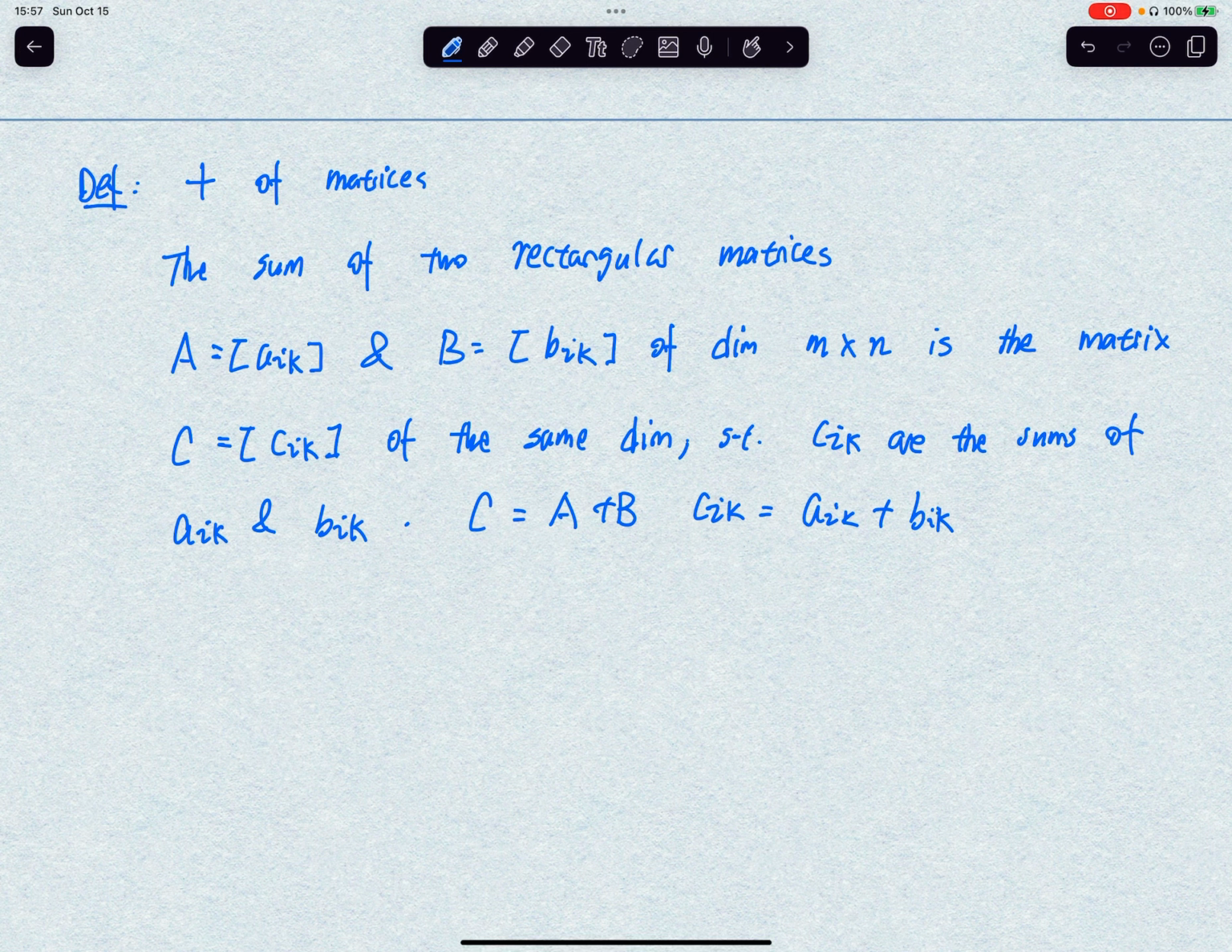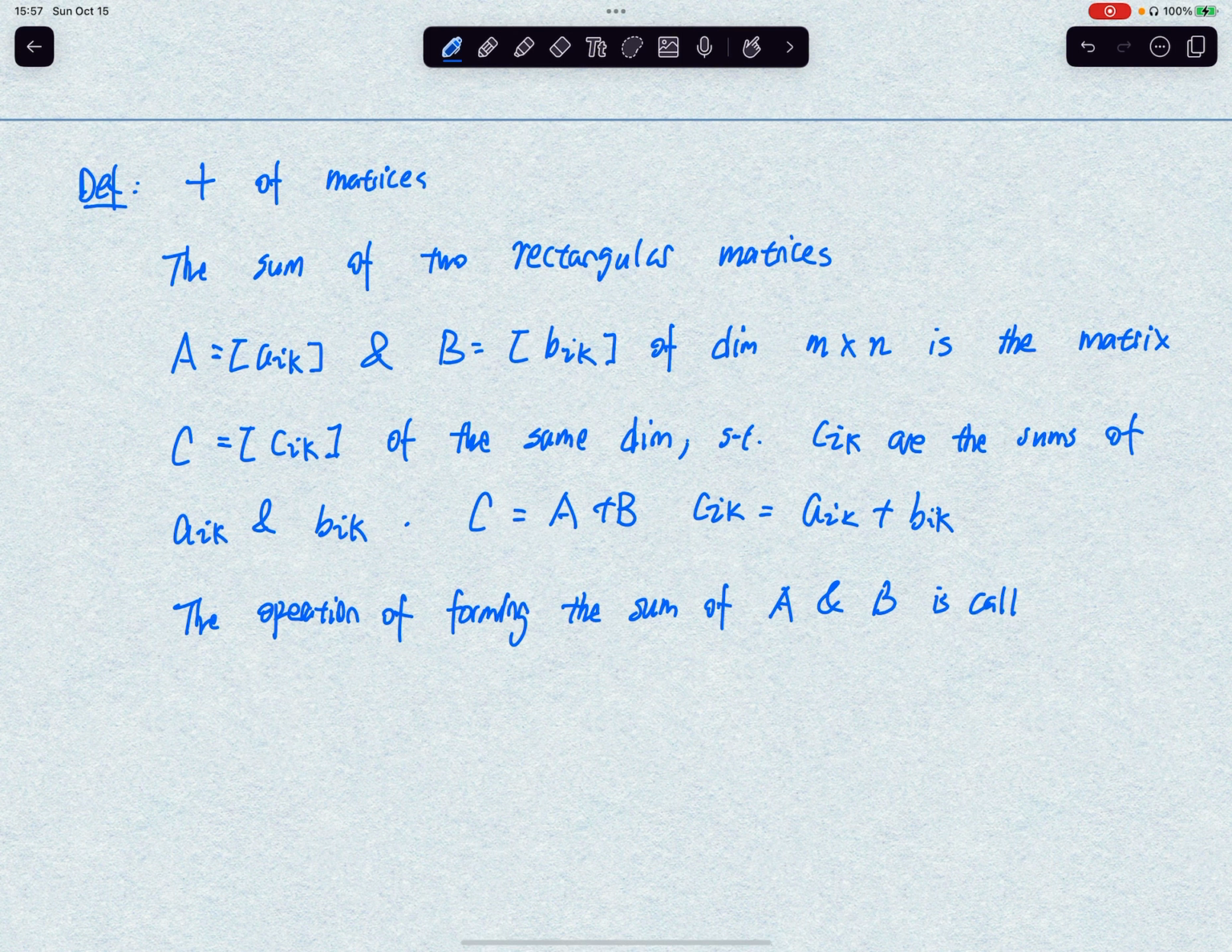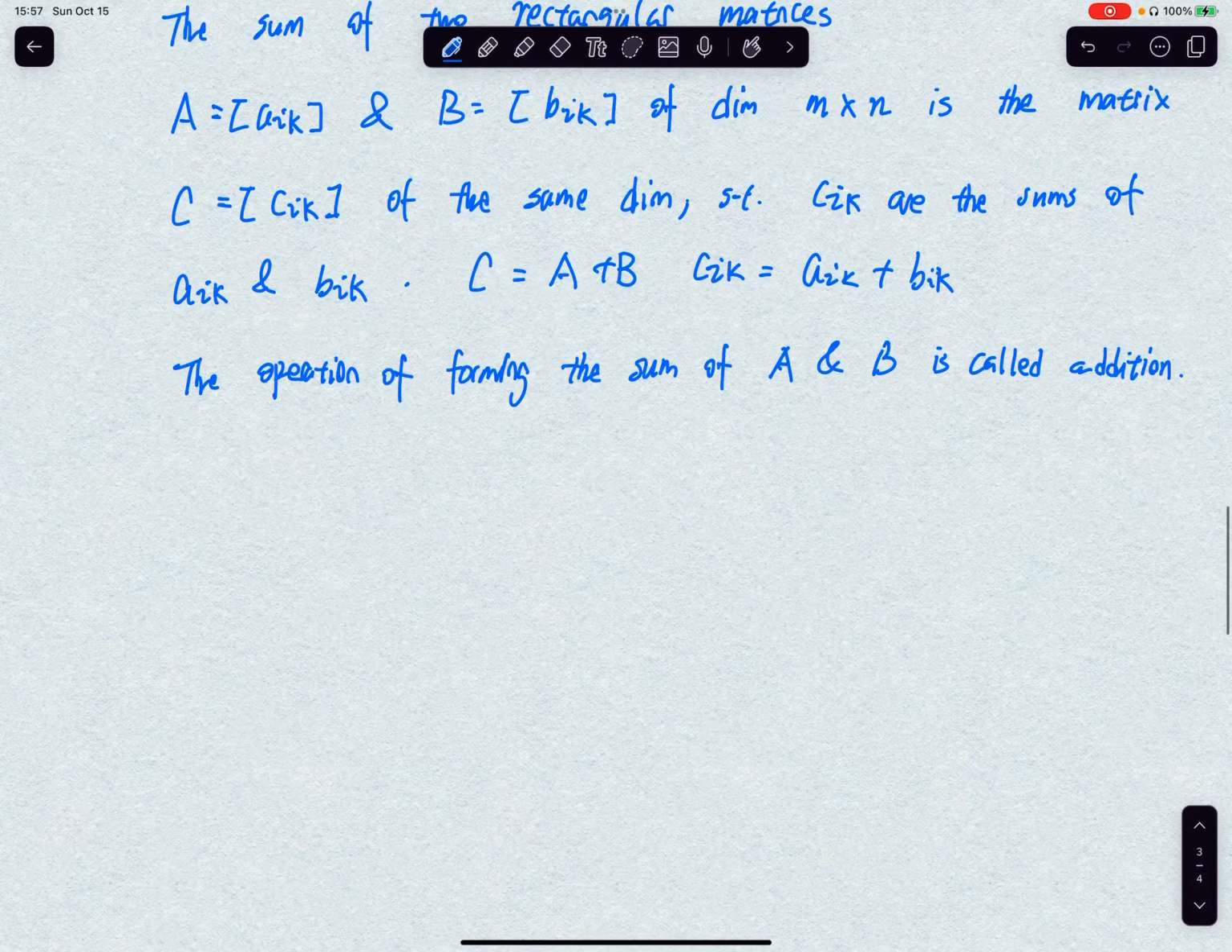And the operation of forming the sum of A and B is called addition. And know that the sum of A plus B is defined only when A and B share the same size. We shall offer a result without proof.